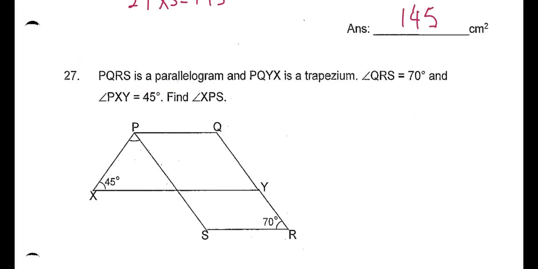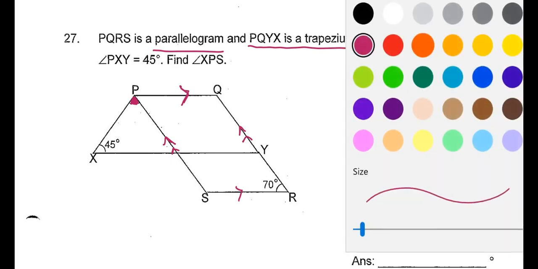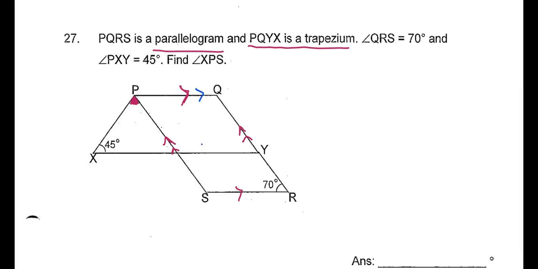Question 27. You're supposed to find angle XPS. First step, I will color the part that I'm supposed to find. Next, I'm supposed to draw in all the arrows and whatnot. PQRS is a parallelogram, so these are parallel lines, two pairs of parallel lines. And PQYX is a trapezium. Makes sense? Trapezium has only one pair. So I might want to use a different color to denote the trapezium. This pair of parallel lines is parallel to this pair for the trapezium.